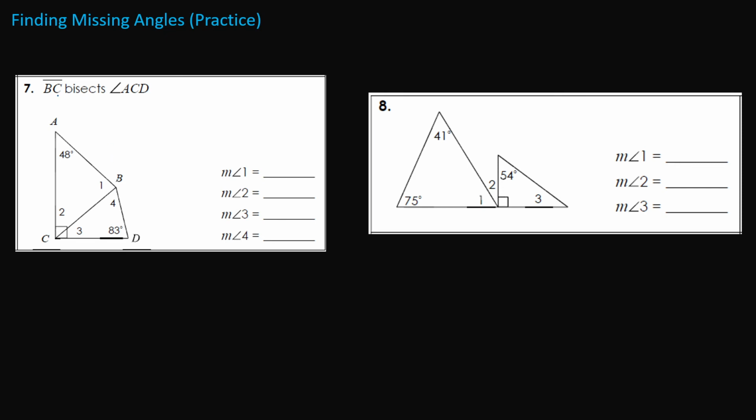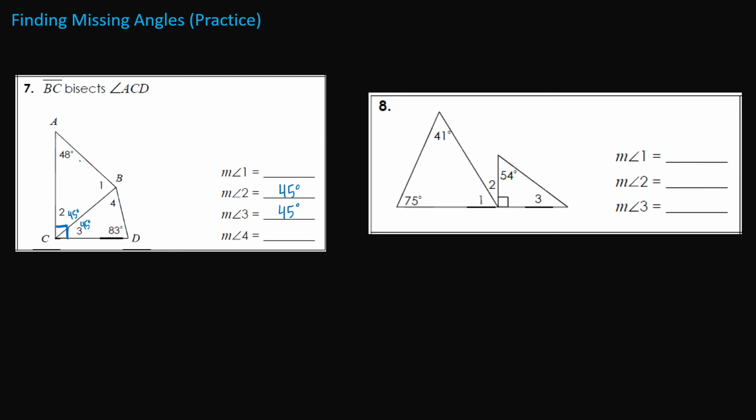So if segment BC bisects angle ACD, well, I know angle ACD is this right angle here. And if you bisect a 90-degree angle, cut it in half, that means you're creating 2 45-degree angles. That means that angle 2 and angle 3 are each 45 degrees. So that solves a lot of our problems right there. So angle 2, and I'm just going to label in the diagram, 45 degrees, and angle 3 is 45 degrees. So now we just need to find the measures of angle 1 and angle 4.